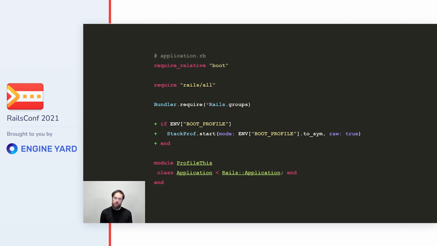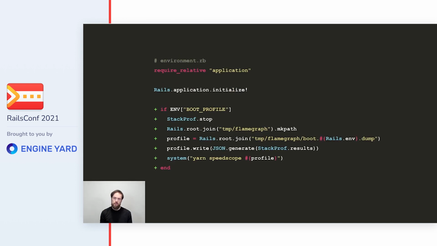So if we start to profile in our application file, we can get a pulse on what our app is doing at startup. After we've required gems and before our app class is defined is a good place to start. Then we can stop when the application is fully initialized. Using these two ifs, we can capture the entire boot process in our profile.